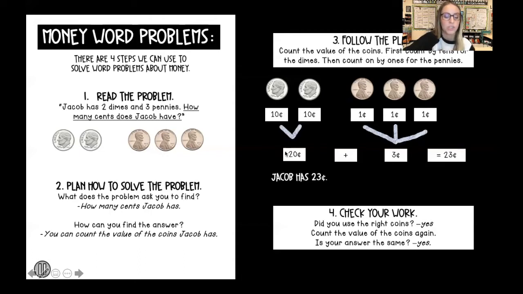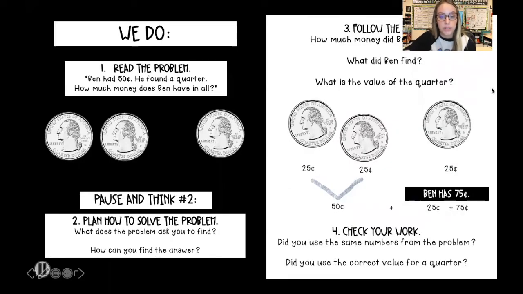And then when we add 20 cents plus 3 cents, we equal 23 cents. So yes, I double checked my work. I got the same answer, so I know I'm right. One thing I want you to notice in our word problem is that I put the cent sign after the value. So make sure you are doing that when you are writing cents. That is very important.